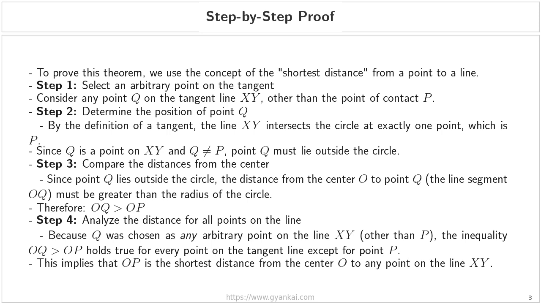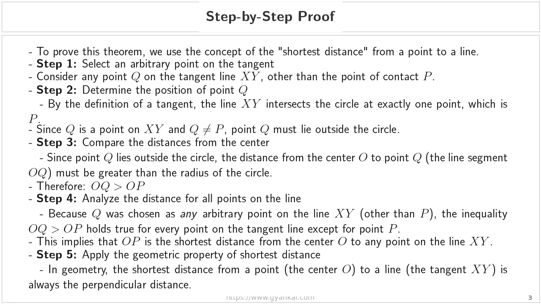Step 4. This is a crucial logical step. Remember, we chose Q as any arbitrary point on the line. This means our finding isn't just true for one specific point. The inequality OQ is greater than OP holds true for every single point on the tangent line XY, with the one exception being the point of contact, P. Because P is the only point that isn't further away, this implies that the segment OP is actually the shortest possible distance from the center O to any point on the line XY.